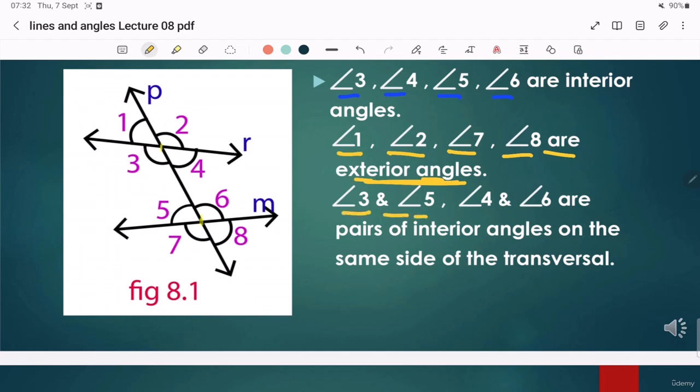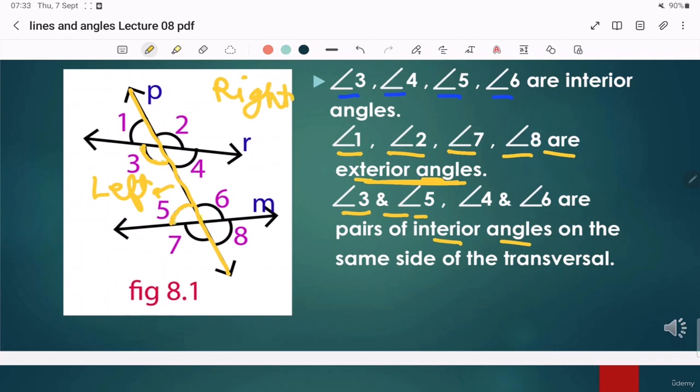Angle 3 and angle 5, this angle 3 and this angle 5, are a pair of interior angles. These two are a pair of interior angles on the same side of the transversal. This is the transversal, and these two angles are on the left of the transversal, and this is the right.